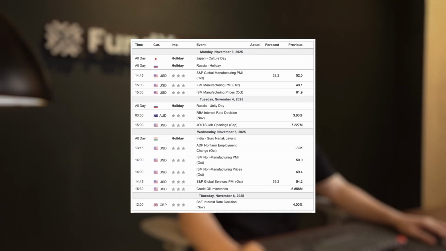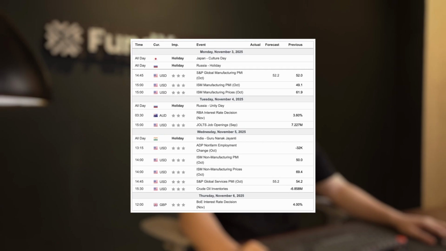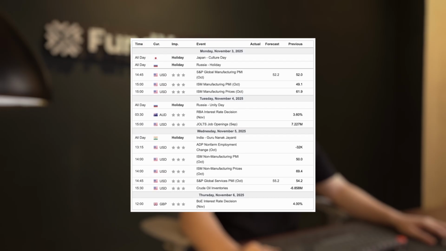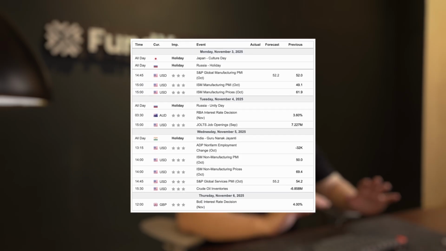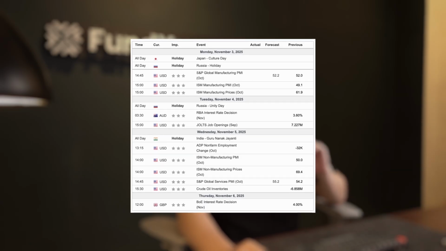Okay, on Tuesday we will have the RBA interest rate decision, and the job openings. This is very important too. Both of these data show very promising volatility in the market, which is very great. And on Wednesday we will have the ADP non-farm employment from the US side, and then from the UK we will have the Bank of England interest rate decision. This is for Thursday. Nothing much changes and nothing much is going on on the macro side, and we are going straight to the chart.